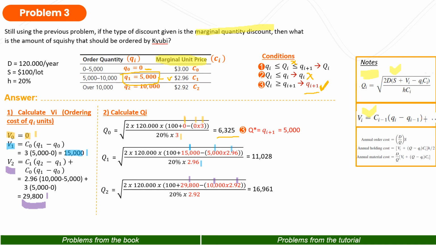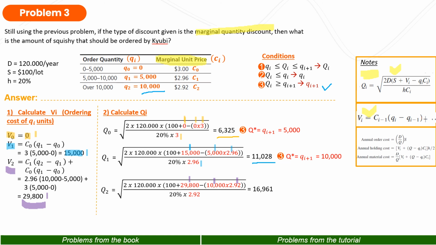And then here for the 11,028, also the same. The 11,000 here is bigger than the little q after, that is little q2. Then the amount that we need to order with this marginal unit price is 10,000. And then for the Q2, the amount is 16,961 units.